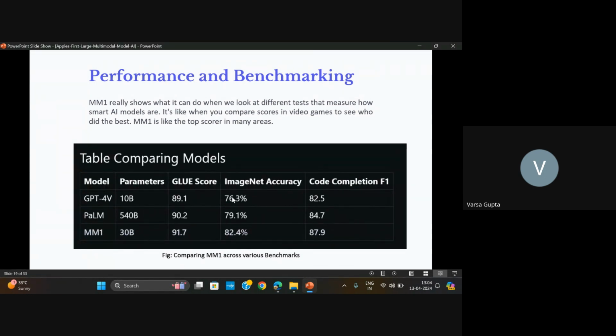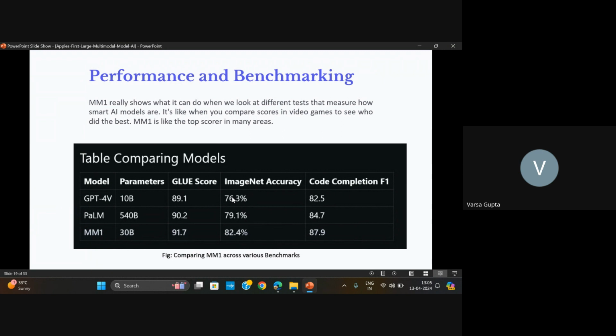So we see the performance and benchmark. MM1 really shows that it can do different things based on the benchmark. We see in the table that we have 3 models called GPT-4 with 10 billion parameters, Palm with 514 billion parameters, and MM1 with 30 billion parameters.